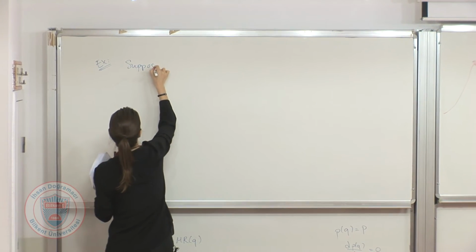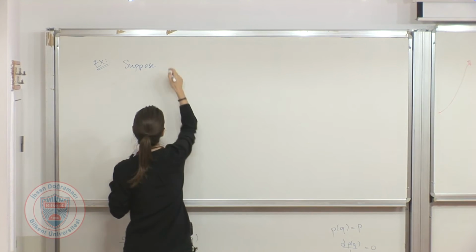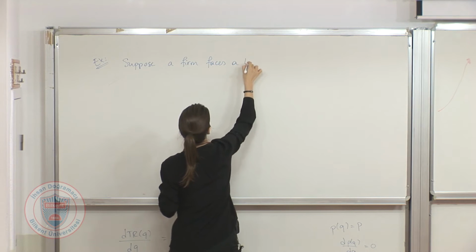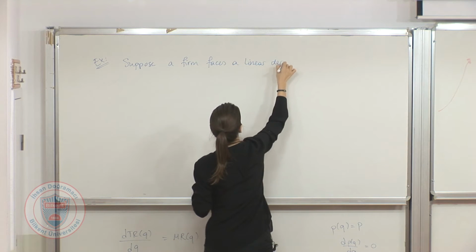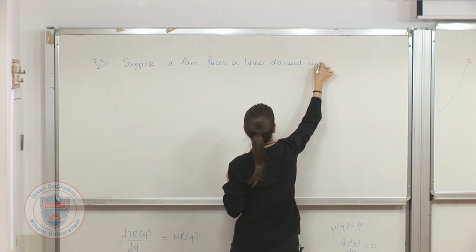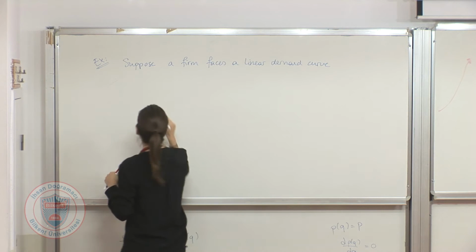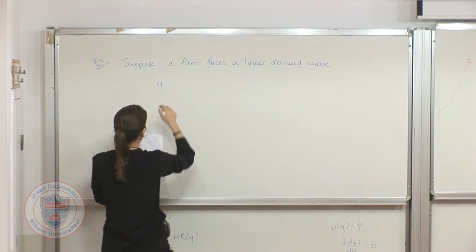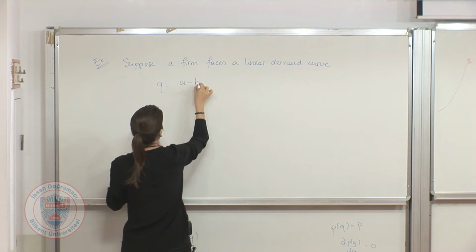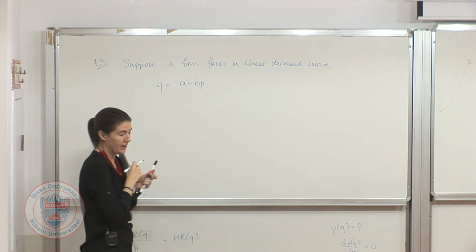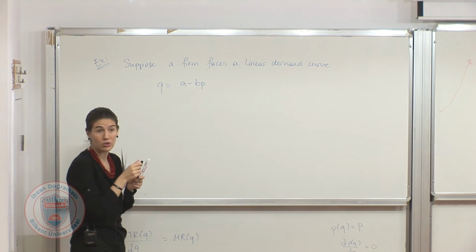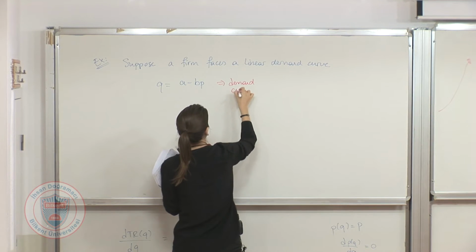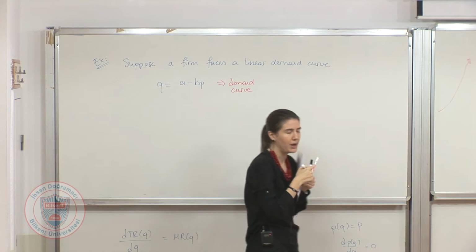Suppose a firm faces a linear demand curve. Okay? Now, what do we mean by a linear demand curve? It's a curve like this: Q equals A minus BP. So this is the demand curve. Remember? The demand curve that we got, right?